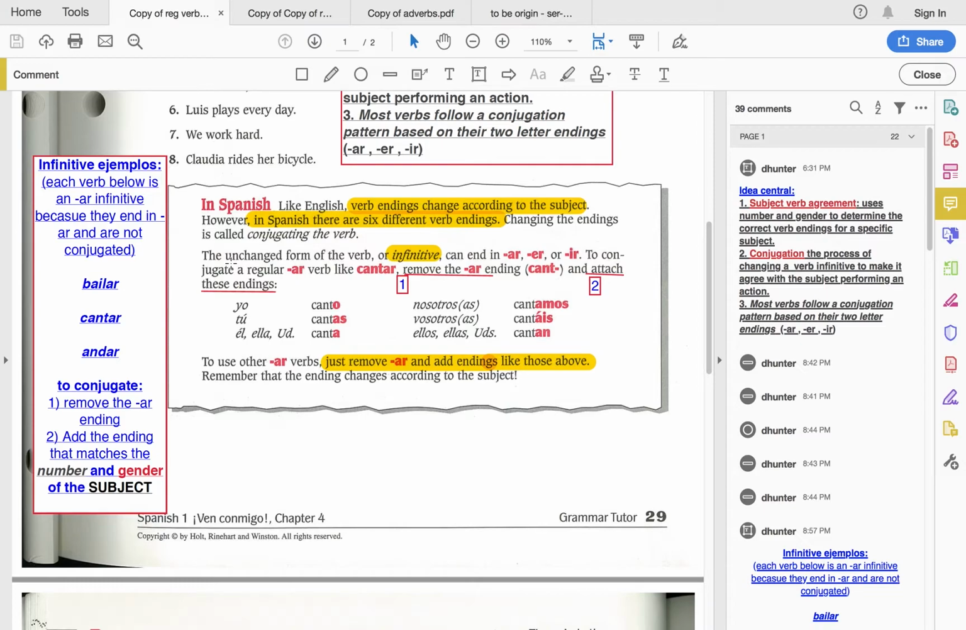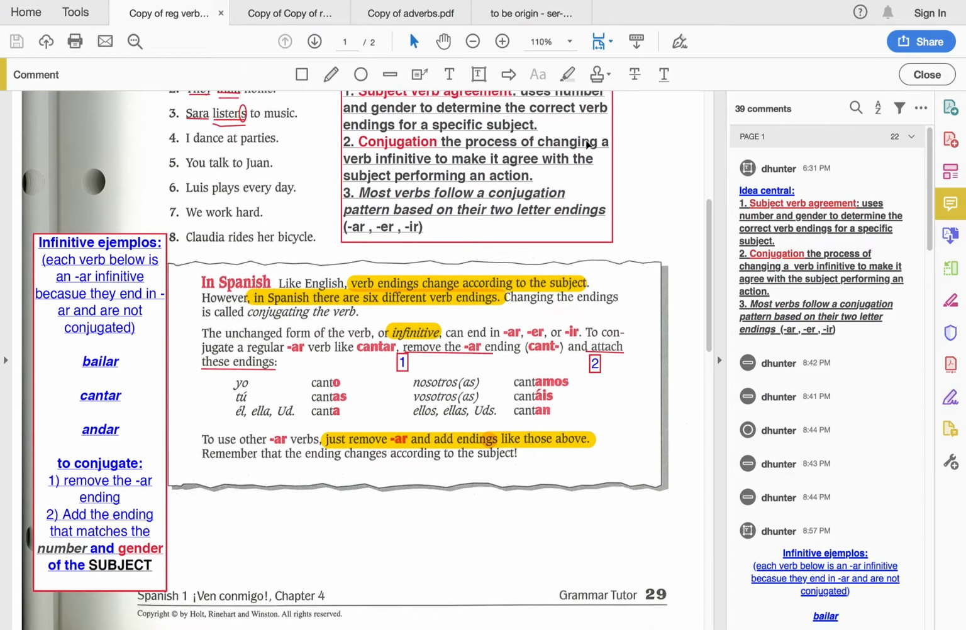En español es un poco diferente. In Spanish, like in English, however, verb endings change according to the subject. The biggest difference is that there are 6 different verb endings. I'll say it again. 6 different verb endings for each verb. Changing these endings is called conjugation. Conjugation is what we've expressed up here.